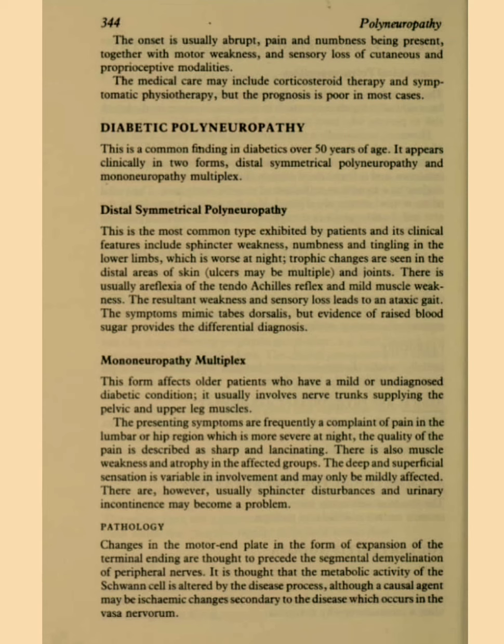Pathology. Changes in the motor end plate in the form of expansion of the terminal ending are thought to precede the segmental demyelination of peripheral nerves. It is thought that the metabolic activity of the Schwann cell is altered by the disease process, although a causal agent may be ischemic changes secondary to the disease which occurs in the vasa nervorum.